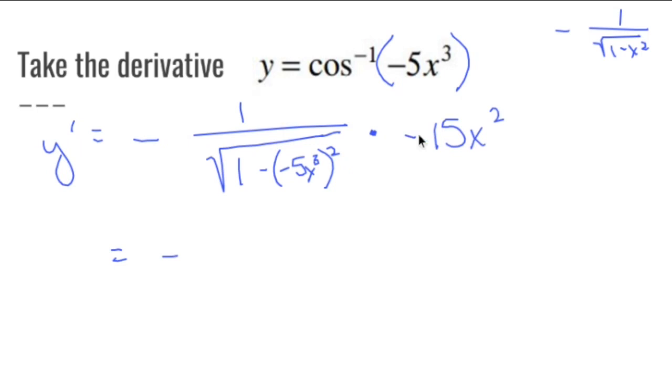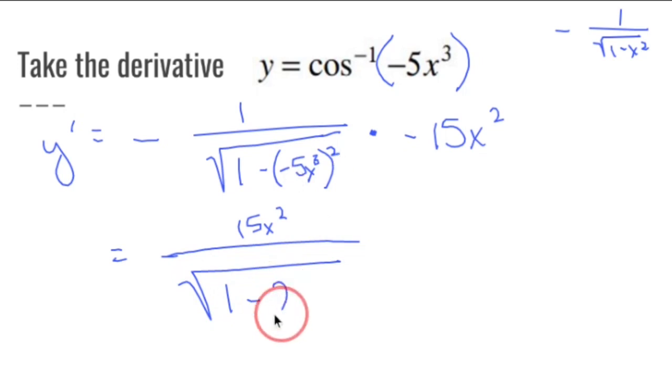I have a double negative going on, so maybe those negatives cancel out. So let's pretend that that negative wasn't there, make it a positive, 15x squared. On the bottom, I have the square root of 1 minus, and negative 5 times itself is 25. X to the third times itself is x to the sixth. Can't do much more than that, so that's going to be my answer. Pretty gross.